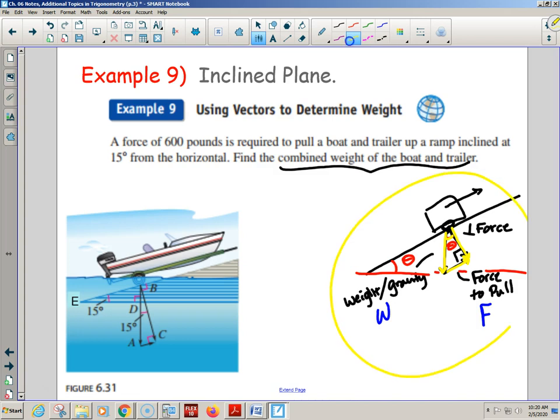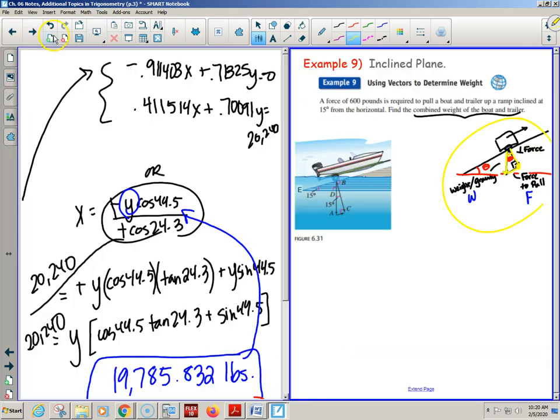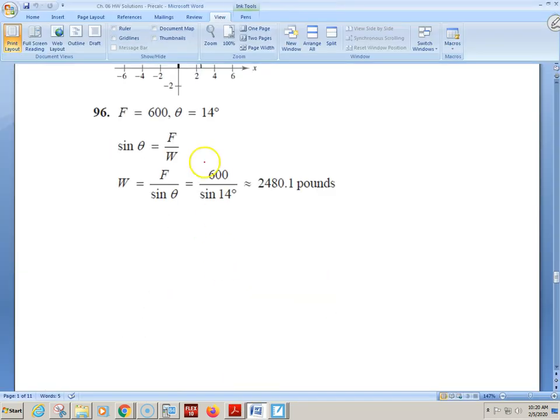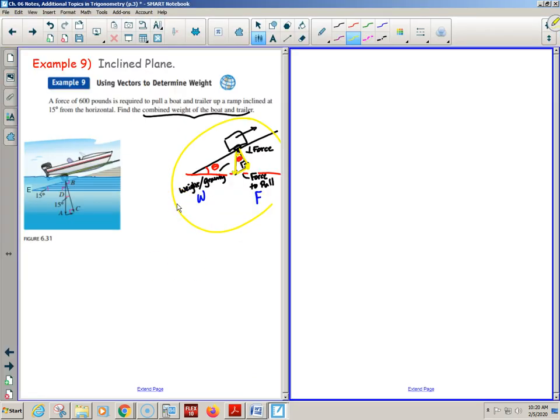Great picture for your card. If that's the picture, something on an incline, how do we solve? And why was it so easy just a second ago? Look at that, that's barely any work at all. It's because they use this triangle.